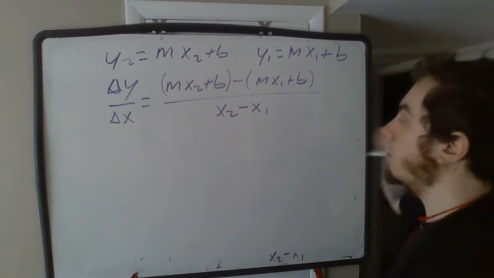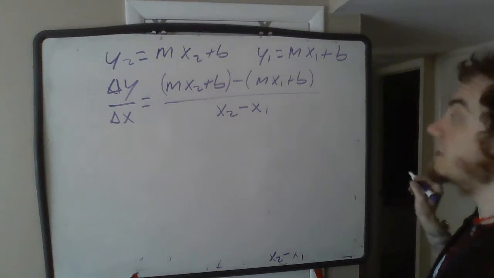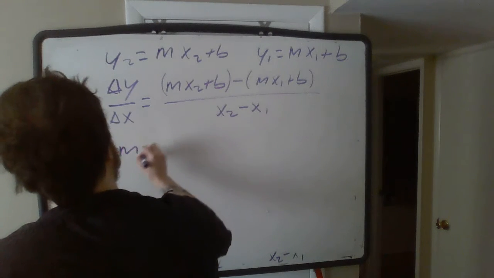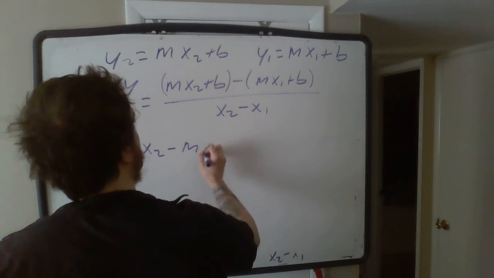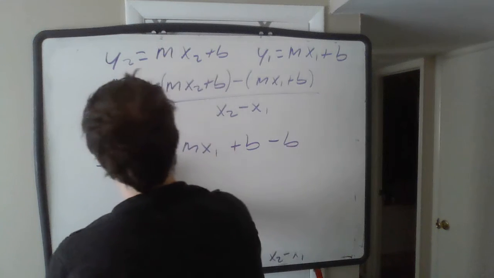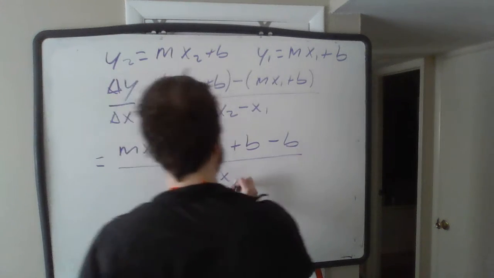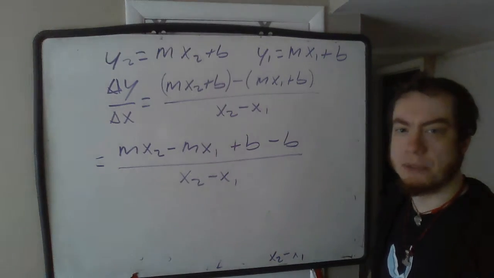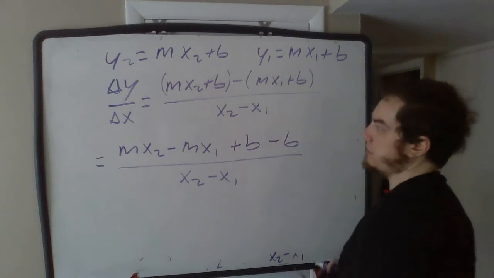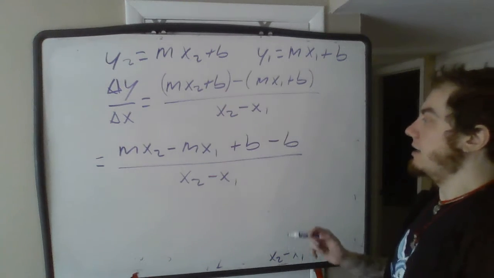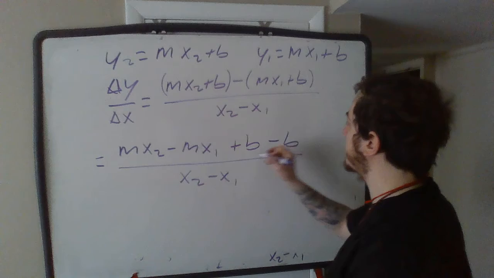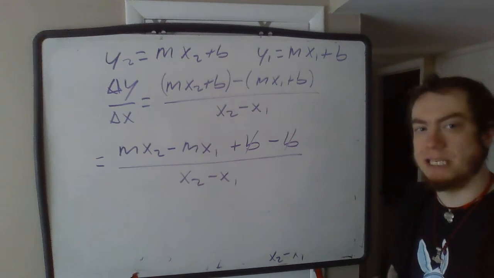So what can we do at this point? Well, this looks like a bit of a mess, but fortunately, there's some stuff I can do to simplify this. I can rewrite this as mx2 minus mx1 plus b minus b, all divided by x2 minus x1. Now, let me get out of the way so you can see what I actually wrote down there. So all I've done is I distributed this negative sign and I reordered the stuff in this expression, okay? So take a minute and make sure that you follow what happened there. Now notice that adding b and then subtracting b, those are going to cancel each other out.